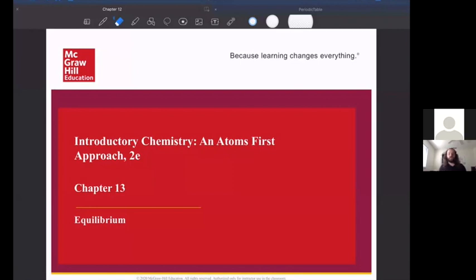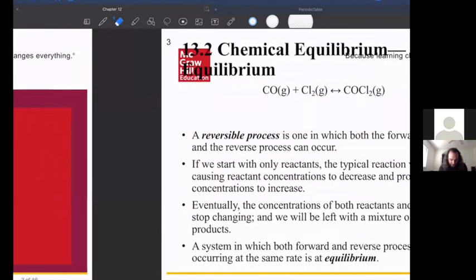Chapter 13 is about equilibrium in reactions. It applies to all chemical reactions. And then in chapter 12, we'll talk specifically about acid-base reactions. Okay, so getting into equilibrium here.